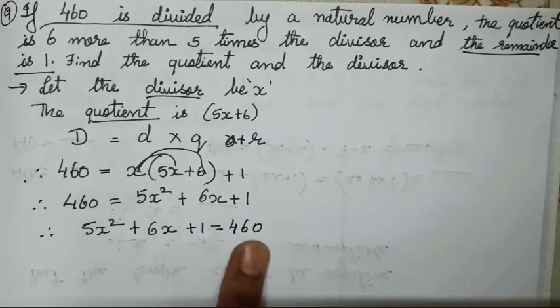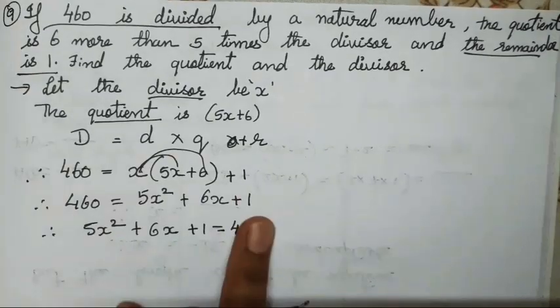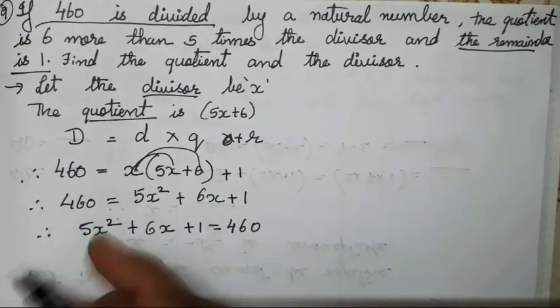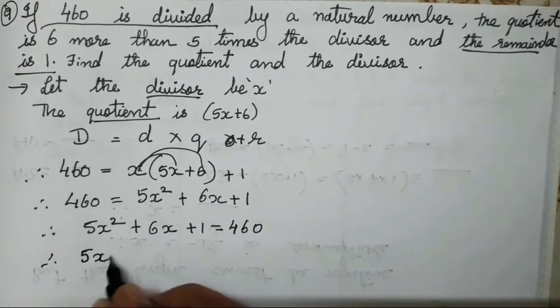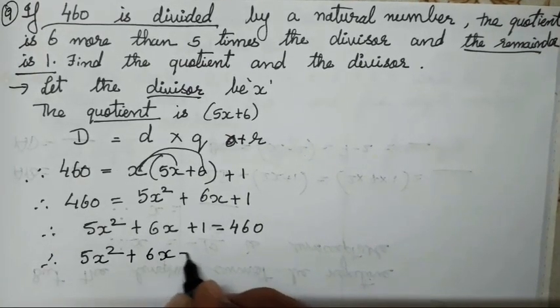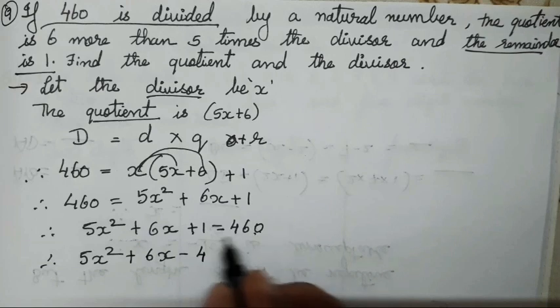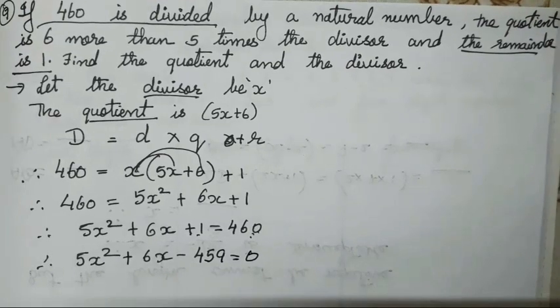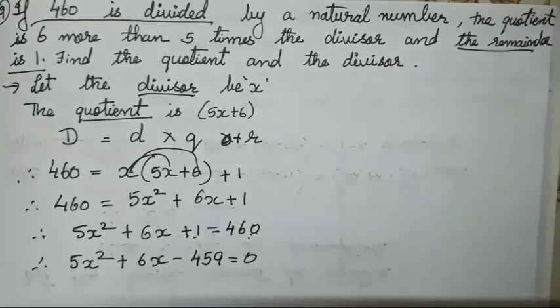Okay, now from where did we get 460? Just by changing the places, I have rearranged the equation. So therefore, this is going to be 5x square plus 6x, when we subtract these two, we are going to get minus 459 is equal to 0. I think I don't need to explain this step.